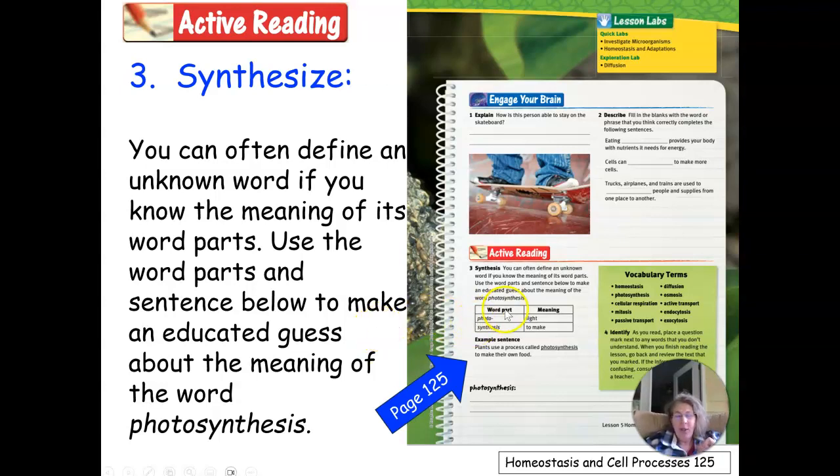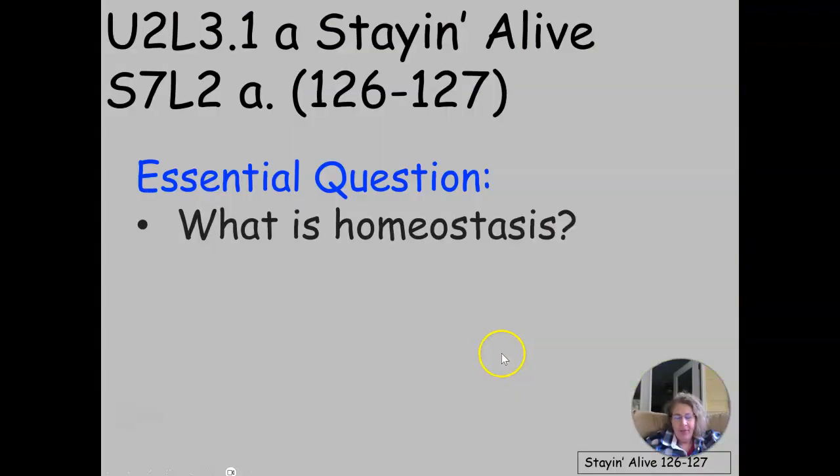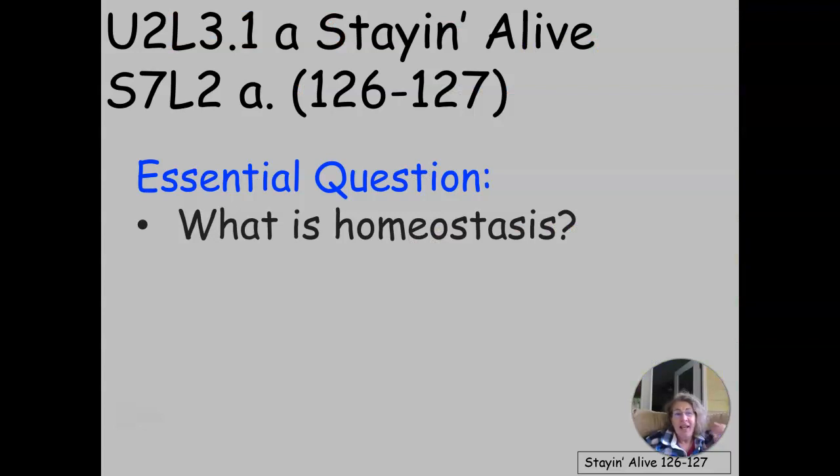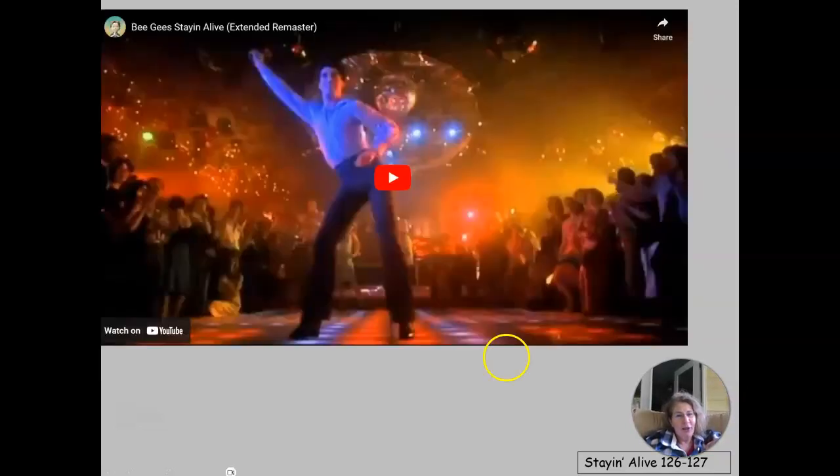And so you have the word broken down into parts, and you have a sample sentence. And so they want you to look at the table and the sentence and come up with a good definition of photosynthesis using the context clues in the sentence I've given you. And so the first part of Lesson 3 is called Stayin' Alive, and we've had a lesson called Stayin' Alive before, and hopefully you remember John Travolta.